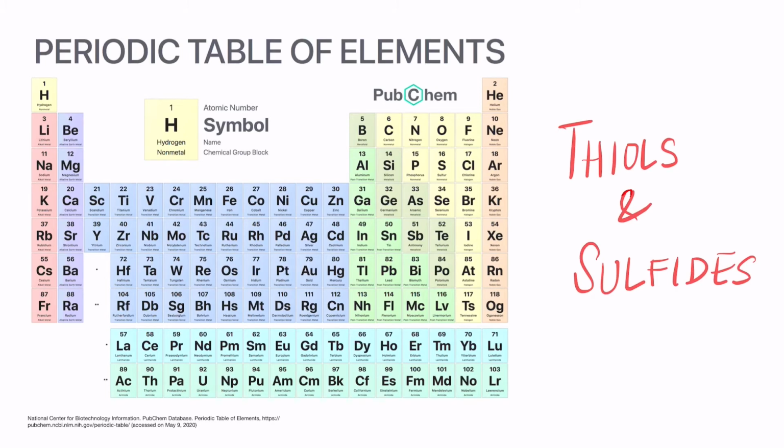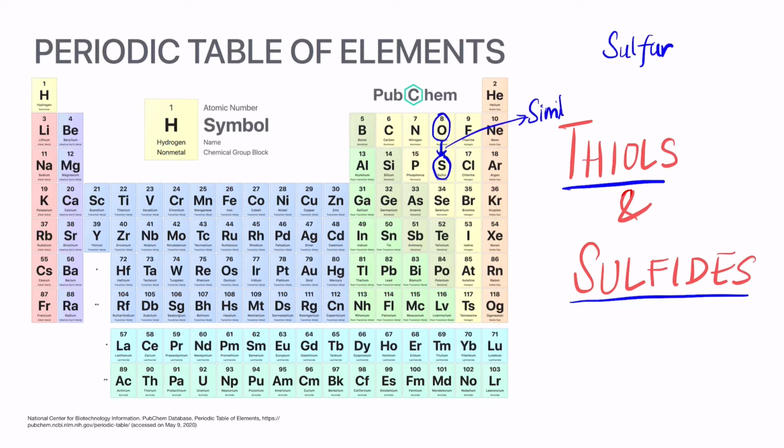In this lecture, we'll discuss thiols and sulfides. So why thiols? Thiols and sulfides come from the common compound sulfur. Why is sulfur important? If you look at the periodic table, you look at oxygen, and right below it in the same group you find sulfur. So you notice that there is a similarity in character, in the way the compounds behave.